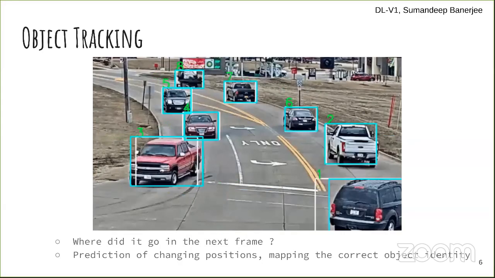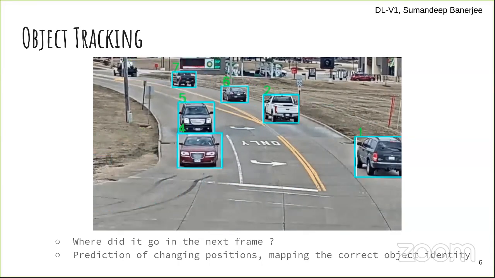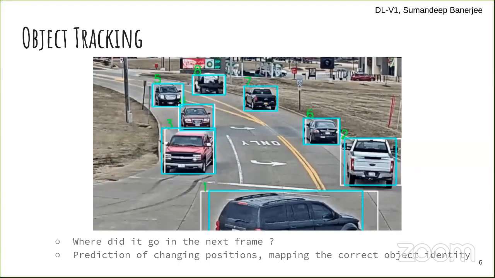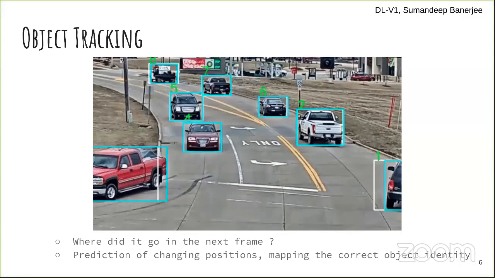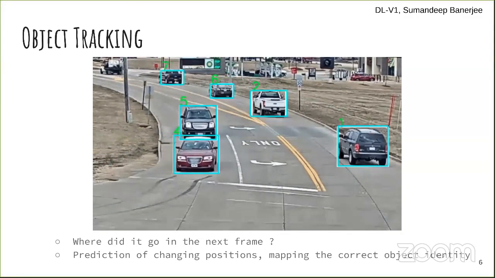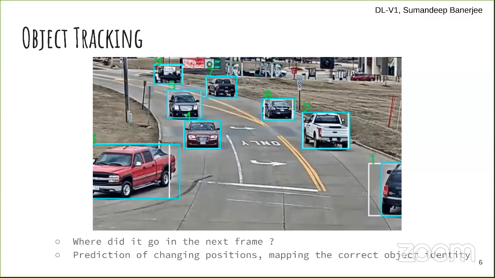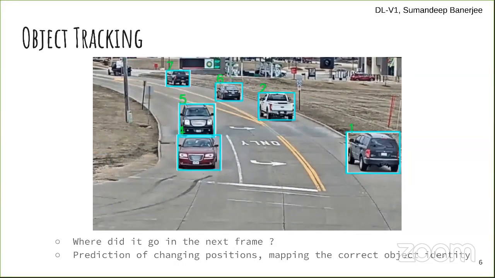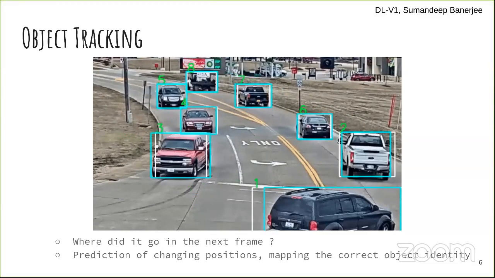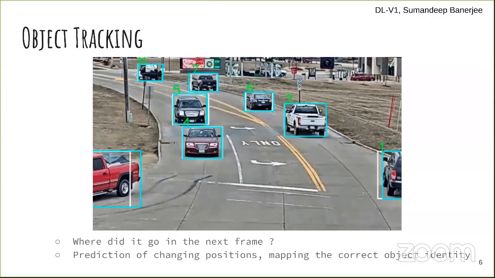Then there is another category of problem, video processing, where images change with time. We have to not only detect objects within a frame, we also have to correctly map the objects as they move, as they change positions from frame to frame.